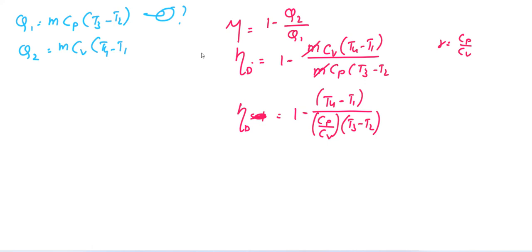Small r, gamma equals Cp by Cv. For maximum problems, gamma equals 1.4. If they have not given it in the question, you can take gamma equals 1.4. Therefore, efficiency equals 1 minus (T4 minus T1) by gamma (T3 minus T2). This is the air standard efficiency of a diesel cycle.